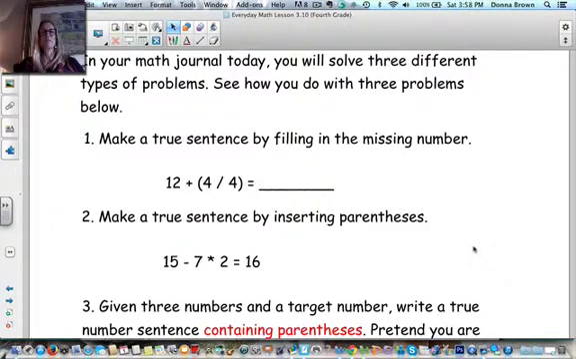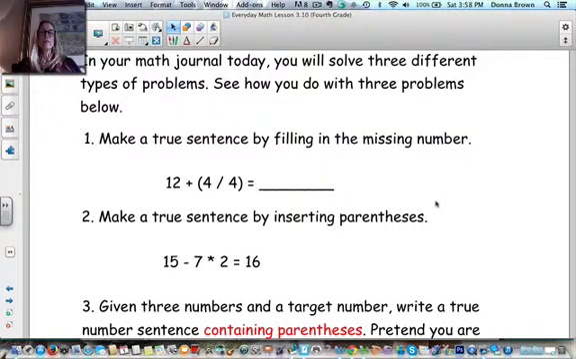In your math journal, you're going to solve 3 different kinds of problems today. So when you rotate to the group that's working on math journal pages, I'm going to give you a little preview of what to expect. So you are going to make a true sentence by filling in the missing number. So here's an example: 12 plus, and then you have in parentheses 4 divided by 4 equals, and you're going to fill in the blank. So you're going to practice it here with these 3 problems.